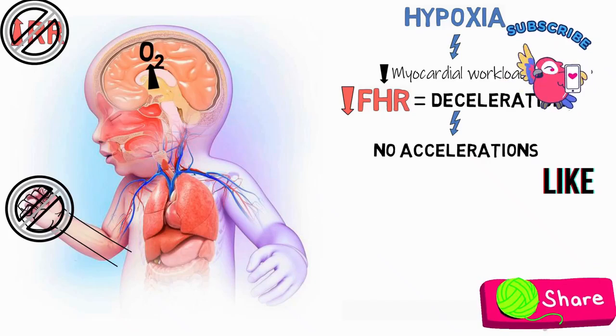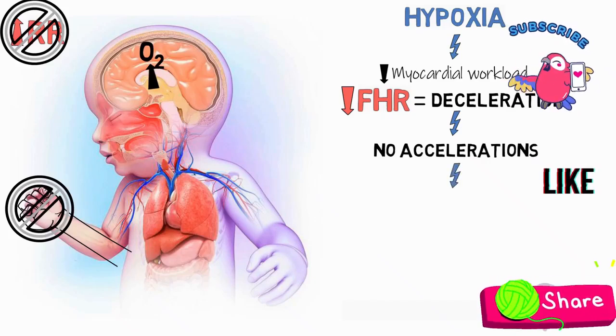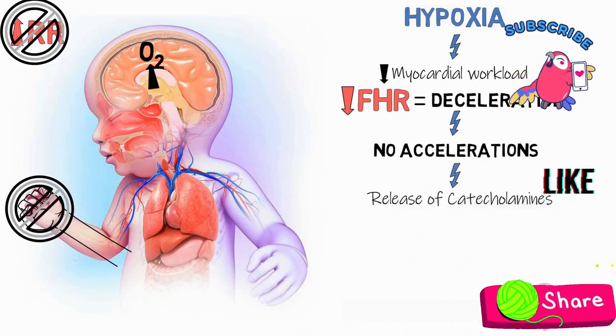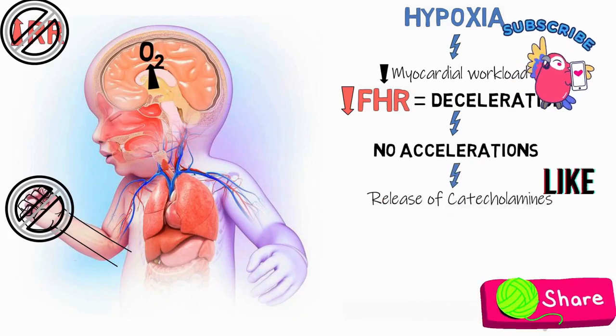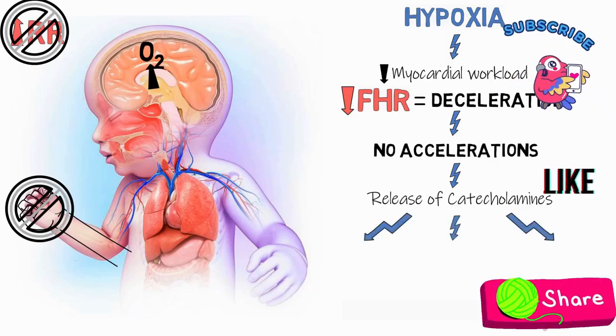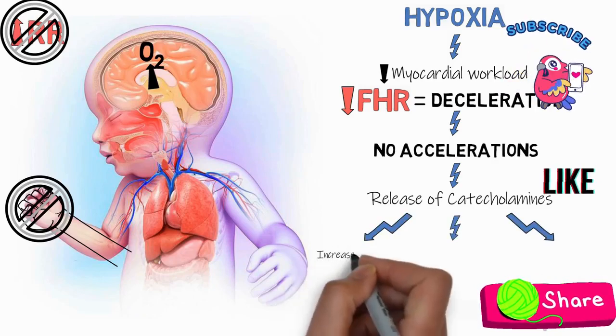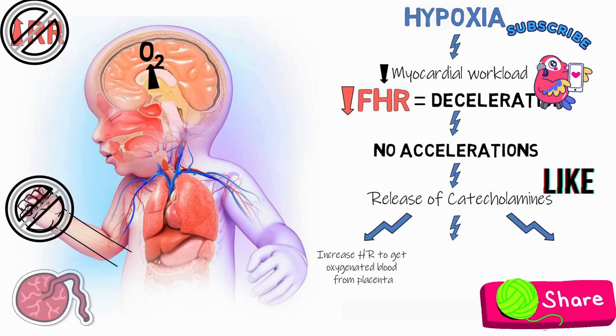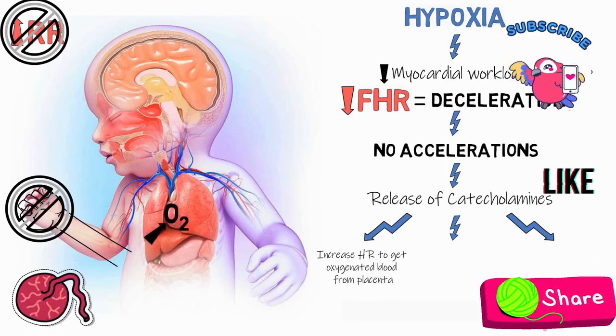Now, if hypoxia progresses, the fetus will start to release catecholamines, adrenaline and noradrenaline. And this will help the fetus to conserve further oxygen in 3 ways. First, the catecholamines will induce an increase in fetal heart rate, which will help to get more oxygenated blood from the placenta to the fetus. So we will notice an increase in the baseline fetal heart rate.